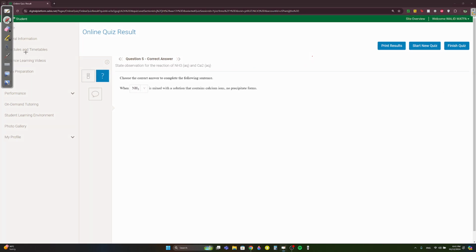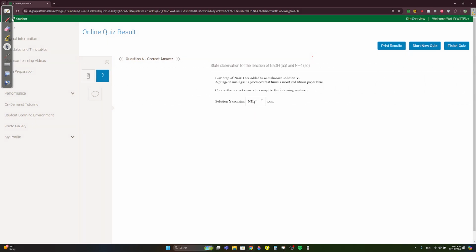Question 5. When ammonia is mixed with a solution, no precipitate forms. Why? Because we know in our cation tests, you have NaOH and you have ammonia. You know that with Ca, no reaction forms with ammonia. So that's why NH3 will give you no precipitate.